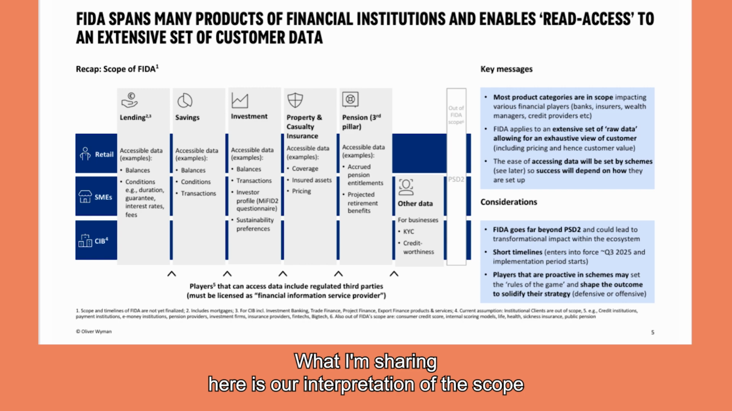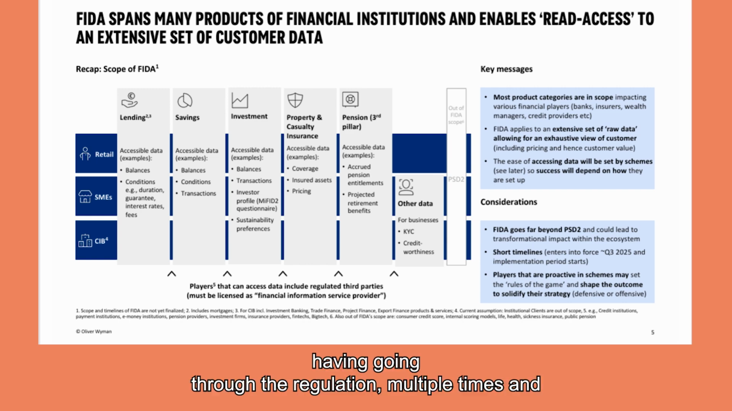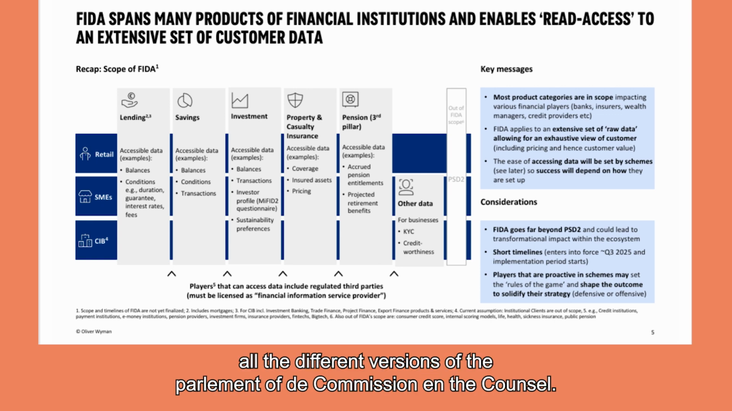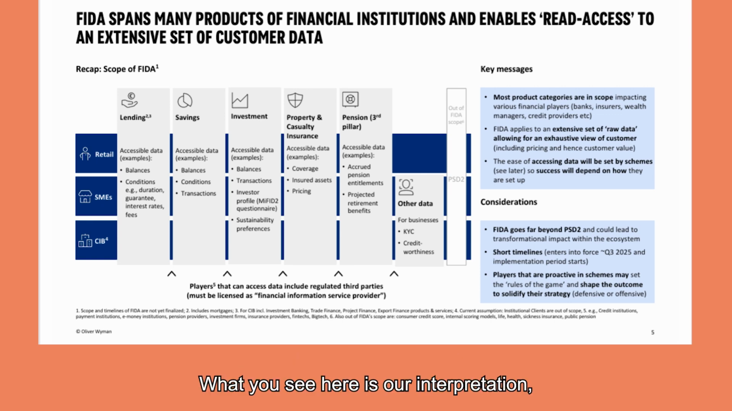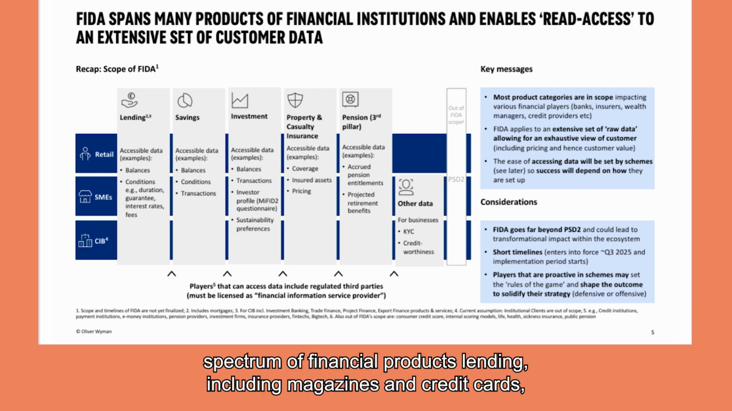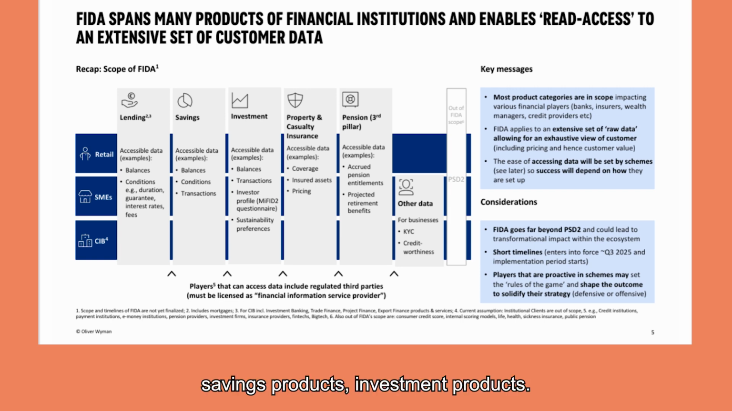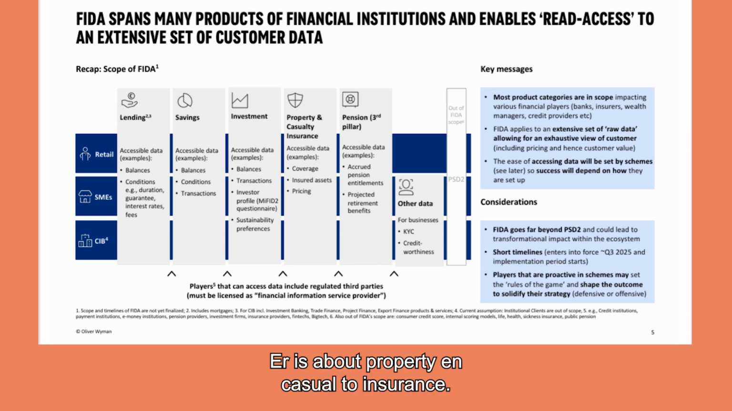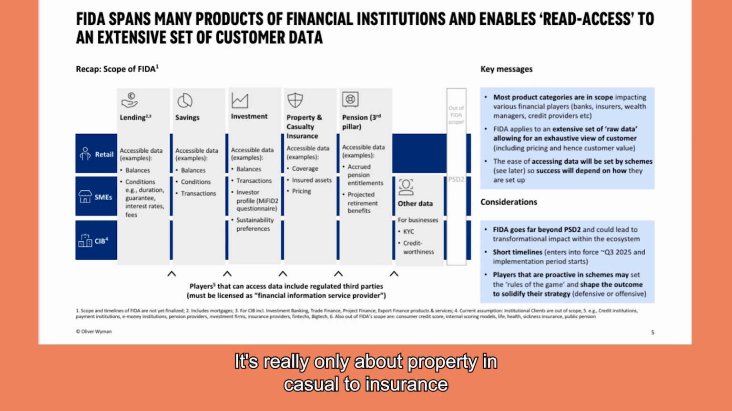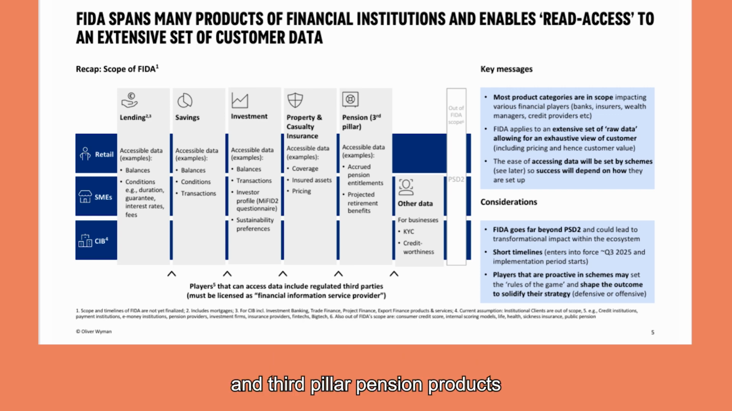What I'm sharing here is our interpretation of the scope. Having gone through the regulation multiple times and all the different versions of the Parliament, of the Commission and the Council, what you see here is our interpretation. So you see that it covers a broad spectrum of financial products: lending, including mortgages and credit cards, savings products, investment products. It is about property and casualty insurance. So health insurance is not part of the scope. It's really only about property and casualty insurance. And third pillar pension products, right?